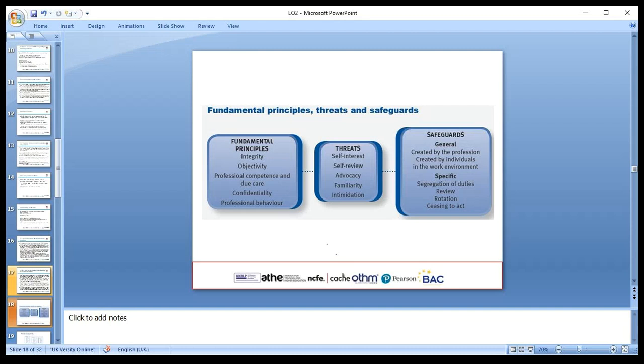Okay. Then we have the fundamental principles. We know the fundamental principles are ethics, integrity, objectivity, yes, professional competency. We learned about it as PPCIO, yes, which is the abbreviation from the Professional Code of Ethics.